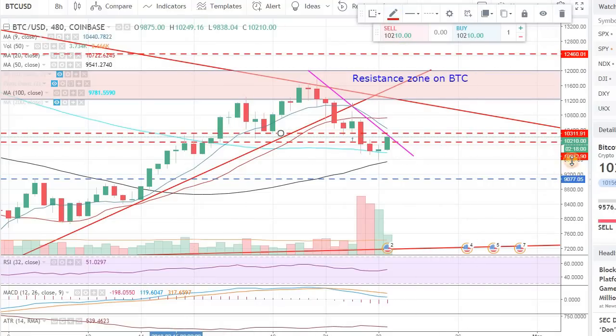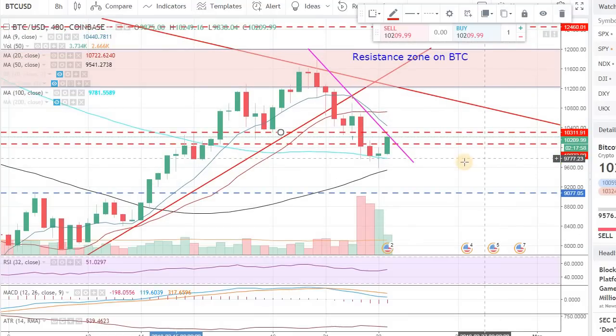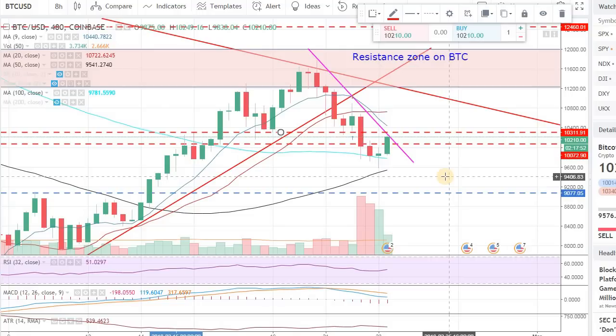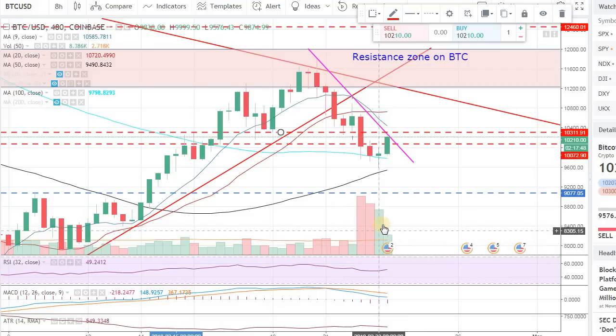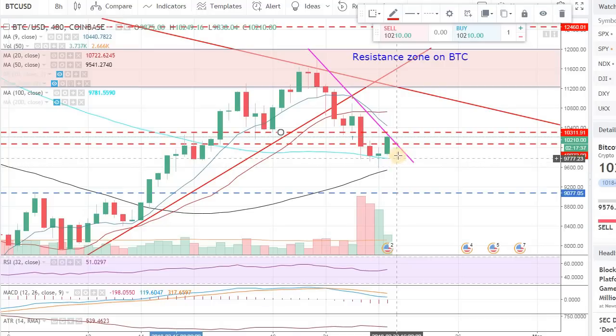Okay, so now it's clear that we are up against the resistance of the trend line and the previous high. So this resistance, we need to break this resistance. All right, the volume is coming in, but we have to make sure that if we cannot break this resistance, then we're gonna see, you know, probably like 9,500 mark. Okay, so it's very critical that we break this resistance.